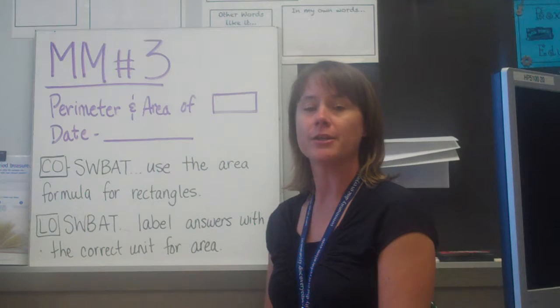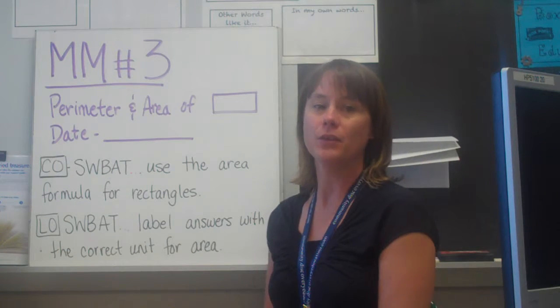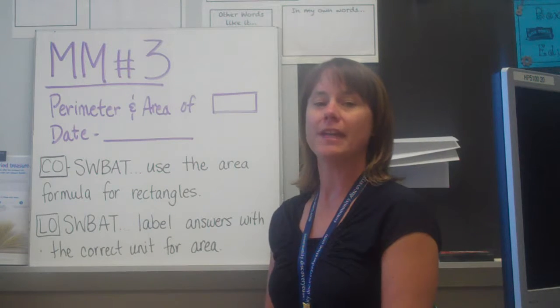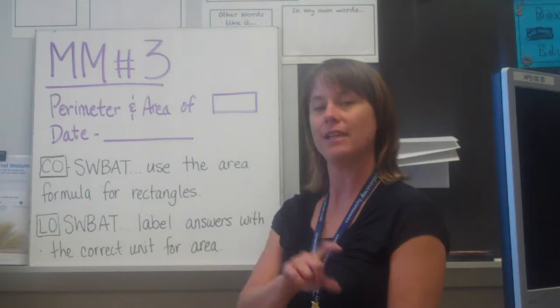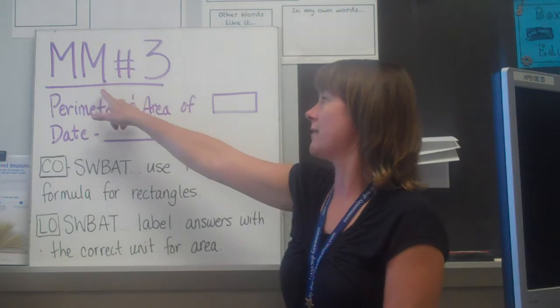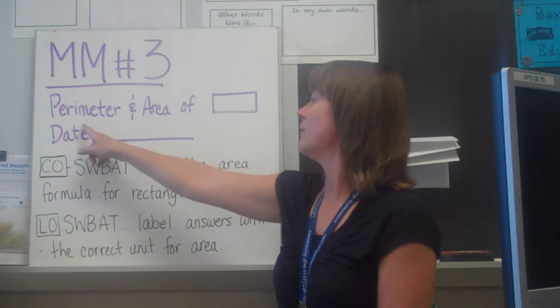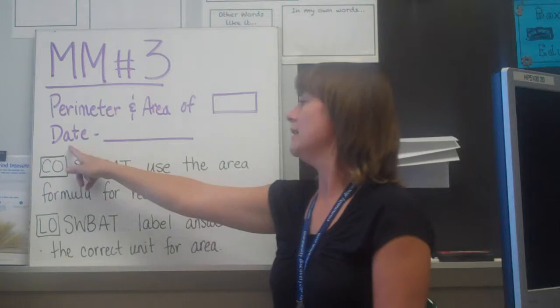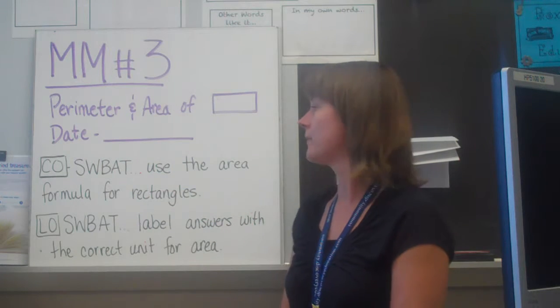Just a couple of reminders. You're taking notes in your math notebook. You need to write down everything that's in purple or that has the word VIC next to it, V-I-C, very important concept. So we're starting today with math movie number 3. Perimeter and area of a rectangle is the topic, and then put today's date.